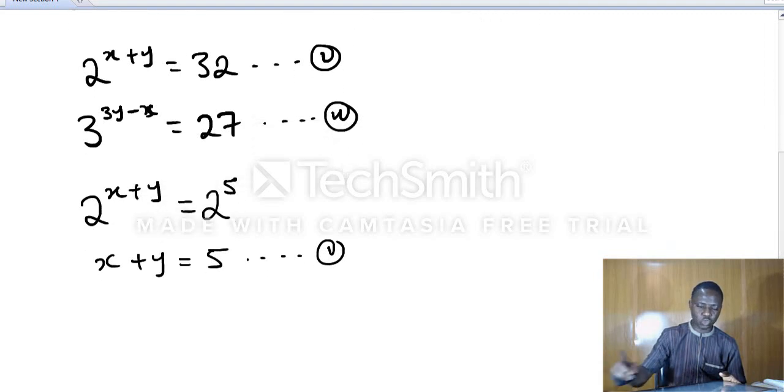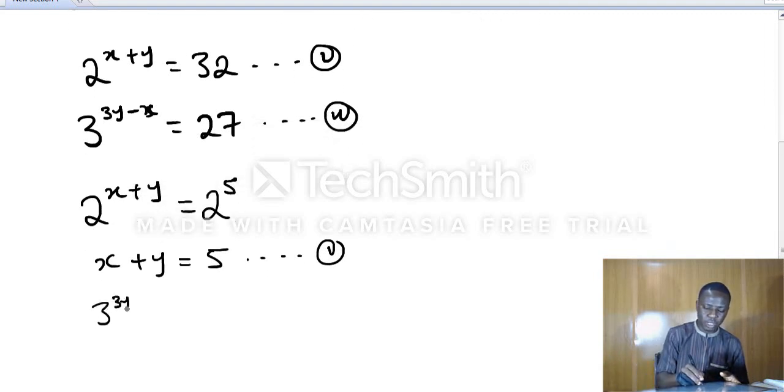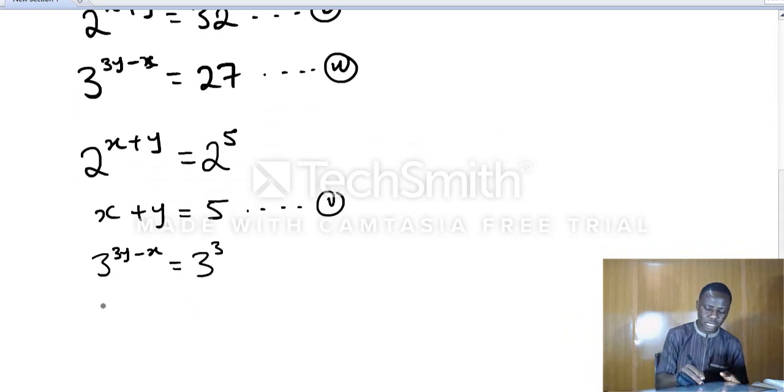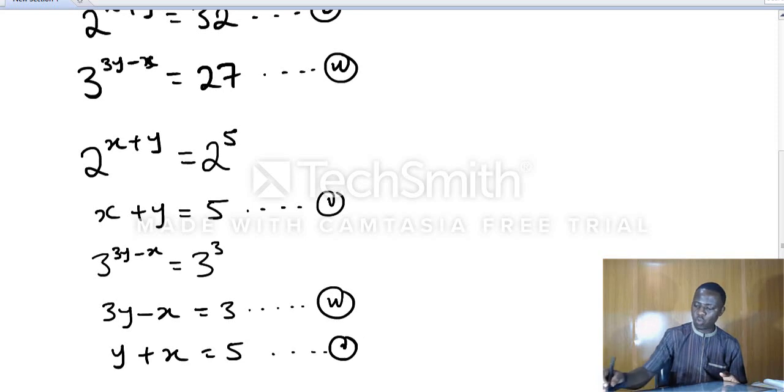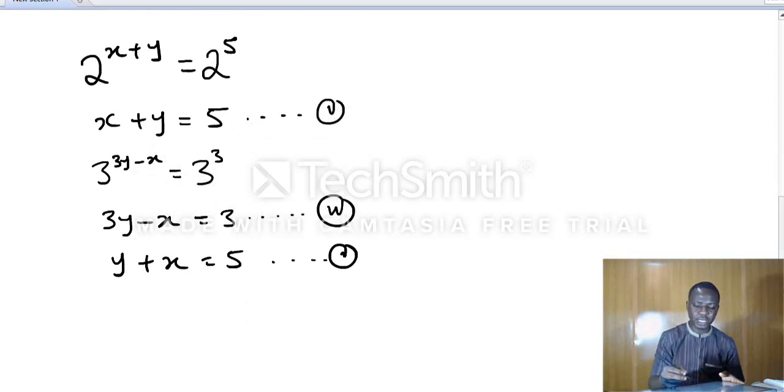I'll also do the same to equation 2, which says 3 raised to power 3y minus x is equal to 27, can be written as a multiple of 3 to be 3 raised to power 3. So we equate powers, that is 3y minus x ought to be equal to 3. I'll also call this equation 2. So bringing equation 1 and rearranging it, by bringing y forward, I'm going to have y plus x is equal to 5. This is equation 1. Solving them simultaneously, you will get your answers.